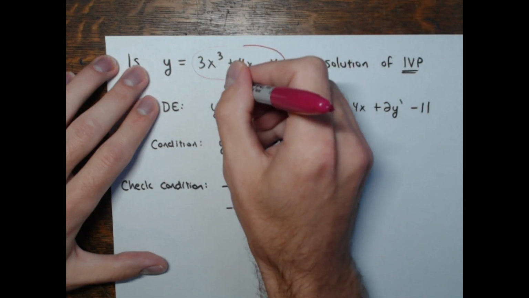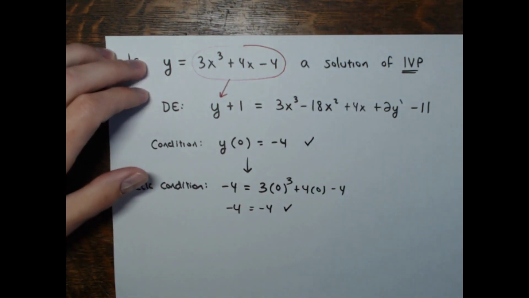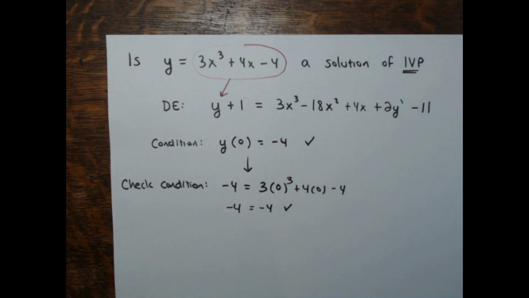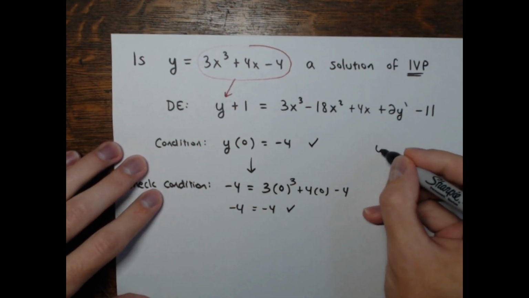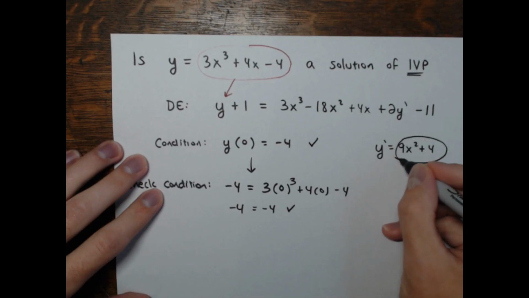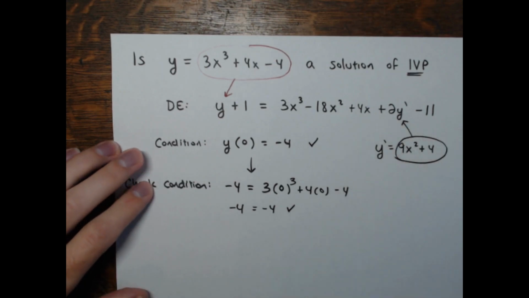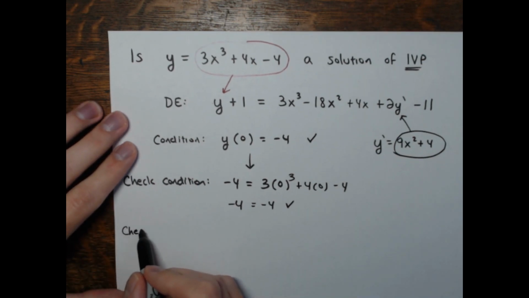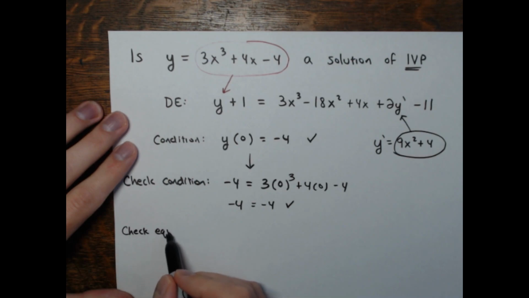Now I need to just substitute into the equation and see if the equation is also satisfied. Right now we have y, so put that in for y. I just need y prime over here. It's a simple polynomial, y prime would be 9x squared plus 4. So this is going to go in for y prime here. All right, so now let's check the equation.